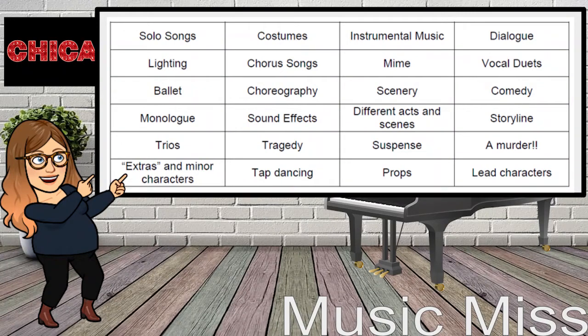Ballet is a type of dancing. I'm hoping you already know that one without me going too much into it. Choreography is a dance routine. So a choreographer is somebody who makes up a dance routine, and choreography is the dance routine itself. Scenery is anything in the background of a scene. Comedy, I'm again hoping you know that one without me explaining it too much.